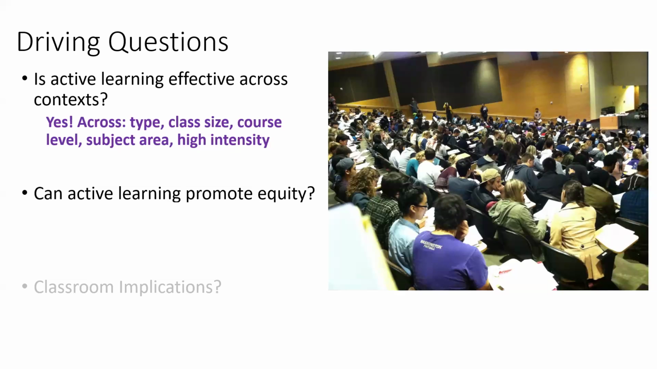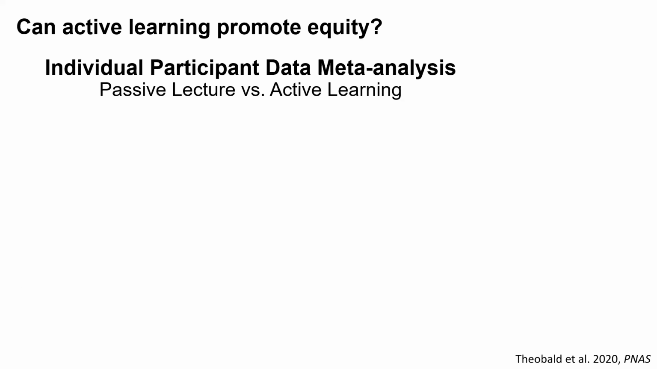But the question that really gets me excited is whether active learning can promote equity. To answer this question, we did what is called an individual participant data meta-analysis. We used the same studies that we had systematically reviewed from the literature, and then asked all of those authors for their raw data. In a lot of ways this is considered the gold standard in meta-analyses, because you don't have to make assumptions, and you can model empirically the clustering among your data points, your students in classrooms and in studies with instructors.